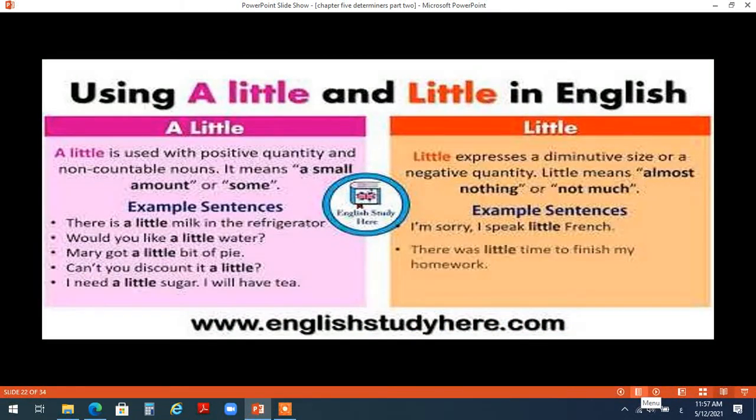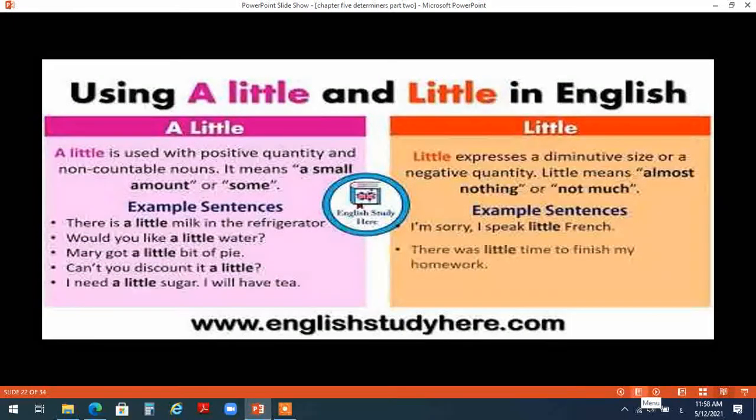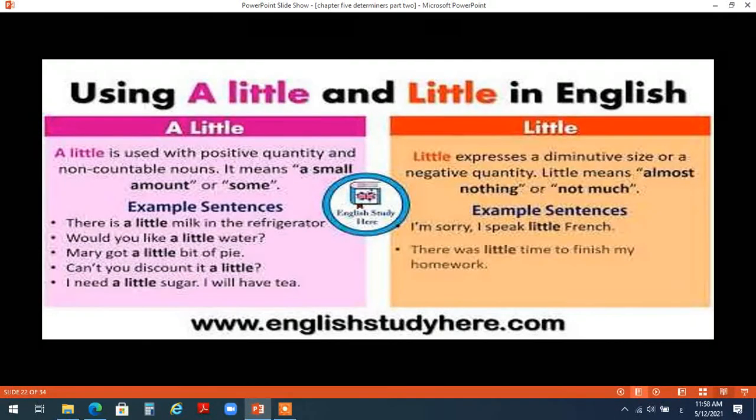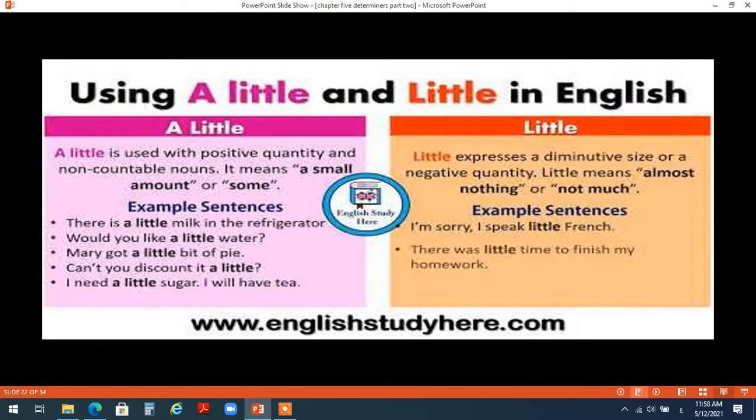Regarding the difference between a little and little, it is the same difference between few and a few. A little is used with positive quantity and non-countable nouns. It means a small amount or some. So a little is used with quantities and has a positive meaning, and it is used with uncountable nouns. A little means a small amount, but this amount does not cause a problem or it serves the required purpose.